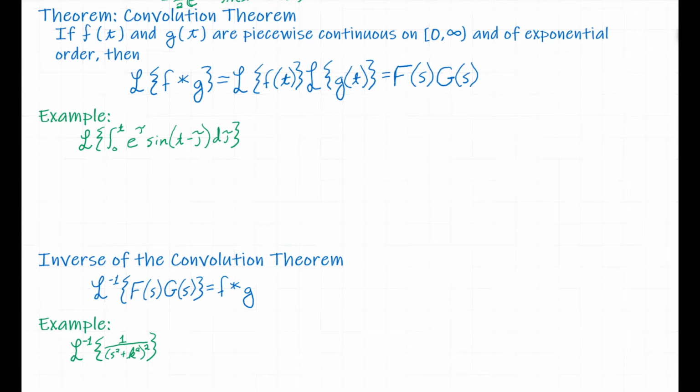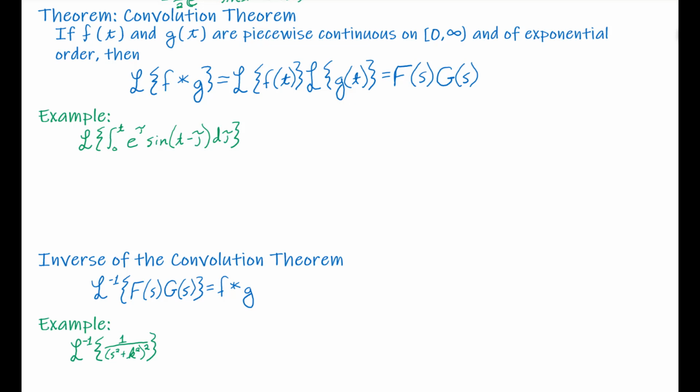So we have something called the convolution theorem. If we have f of t and g of t that are piecewise continuous on 0 to infinity, which may be looking familiar from our Laplace transform, yeah? And they're of exponential order, then the Laplace transform of the convolution is going to equal the Laplace transform of f times the Laplace transform of g.